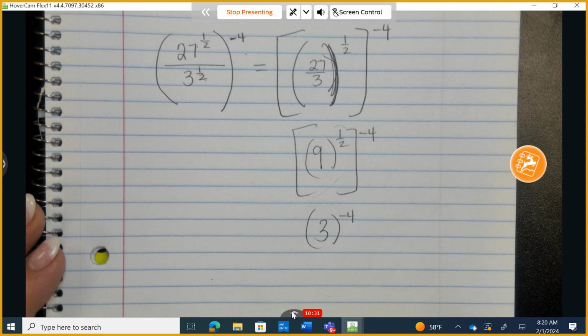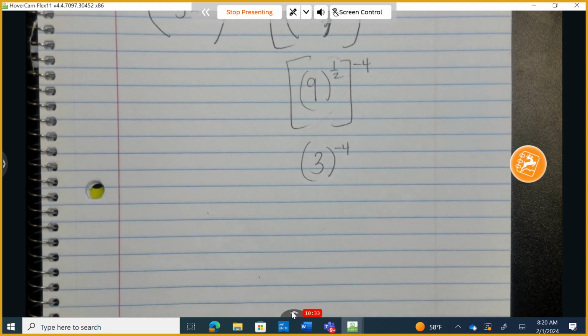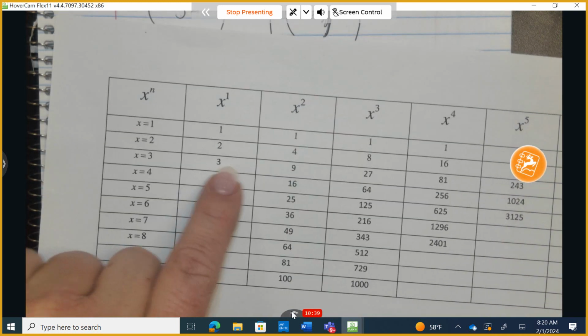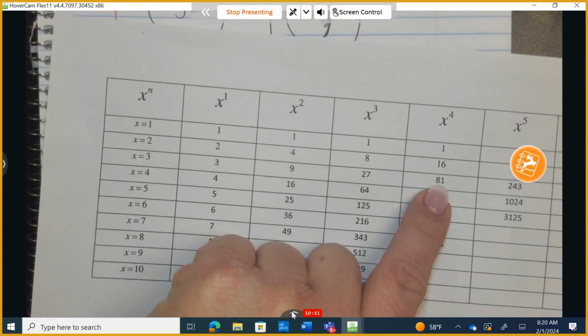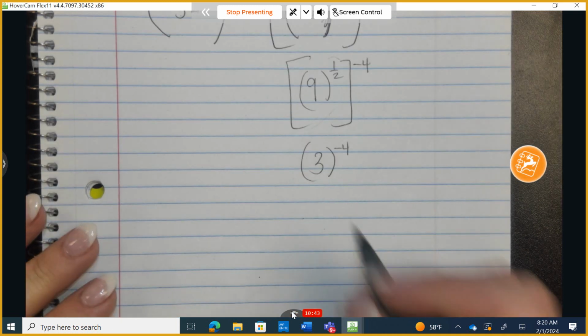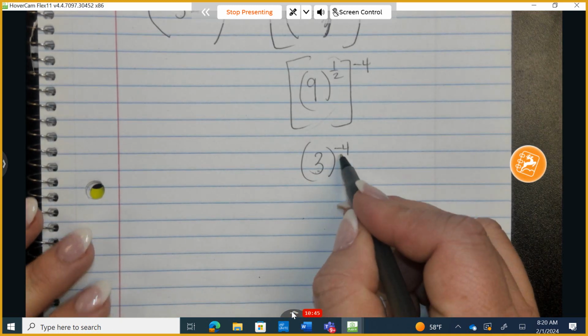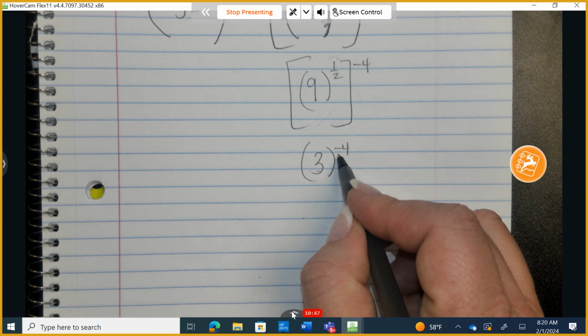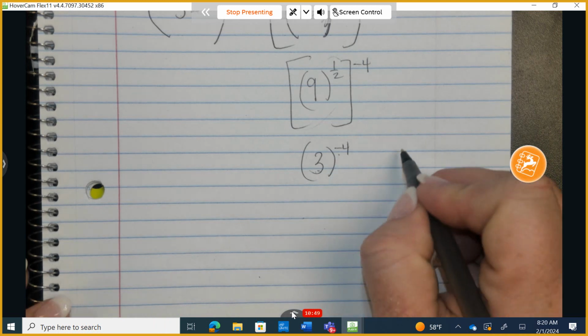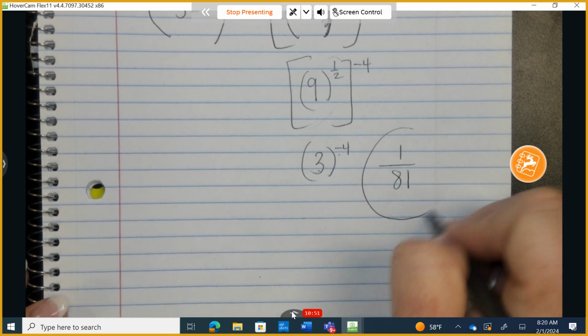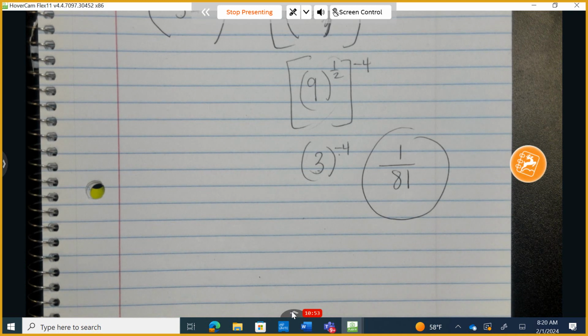Now I'm going to take 3 to the -4. Let's just first decide what is 3 to the 4th. Then we'll talk about the negative sign later. 3 to the 4th: 1st, 2nd, 3rd, 4th. So it is 81. But when it's a negative exponent, where does it need to go? To the bottom. So 1 over 81. This would be my final simplified answer.